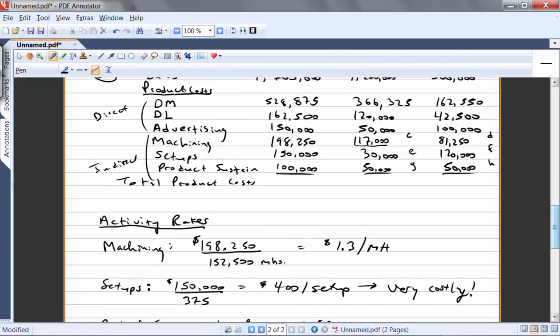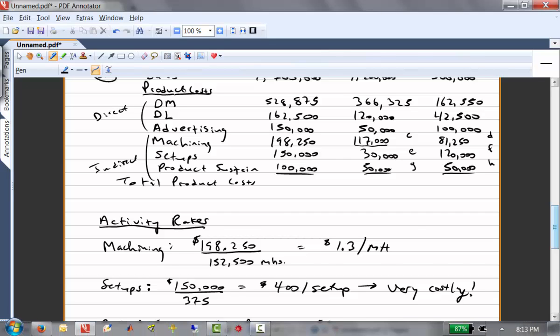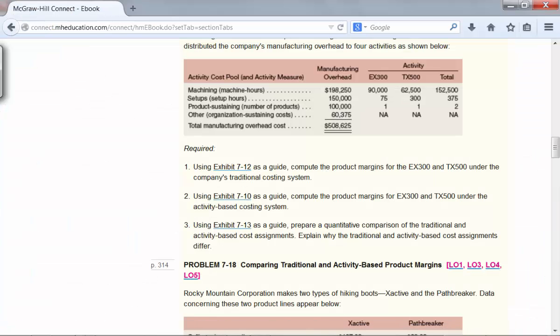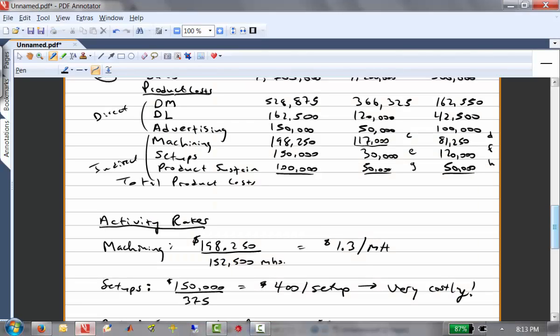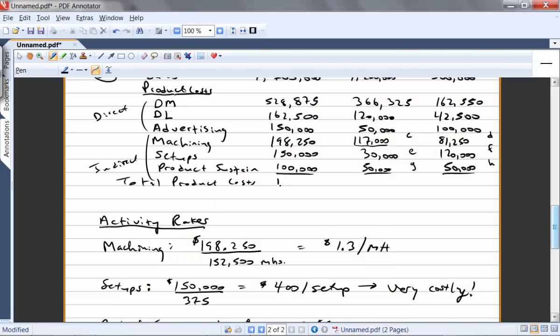Right? There's the 400,000 of SG&A that was not allocated, and there's the 60,375 of overhead right here that's not allocated under the ABC system. So total product cost here is 1,289,625, if you add up these numbers. And then total costs for the E product is 733,325, and over here it's 556,300.